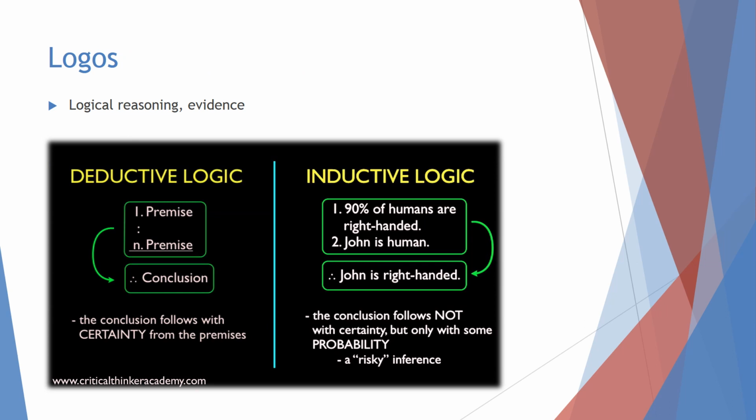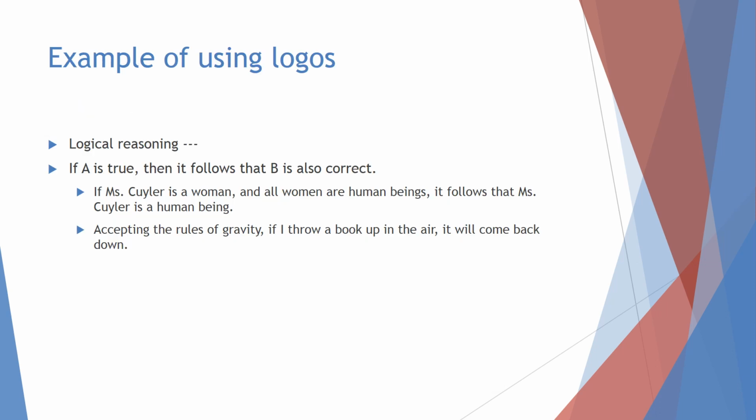So first, logos. Logos is logical reasoning and evidence. I could use deductive logic or inductive logic. It basically is anything that follows and is reasonable and makes sense. Examples of using logos, here's logical reasoning. If A is true, then it follows that B is also correct. For example, if Miss Kyler is a woman and all women are human beings, it follows that Miss Kyler is a human being. It makes sense.